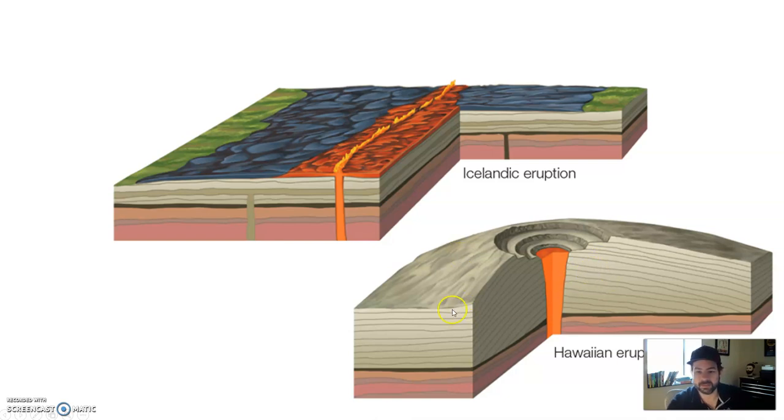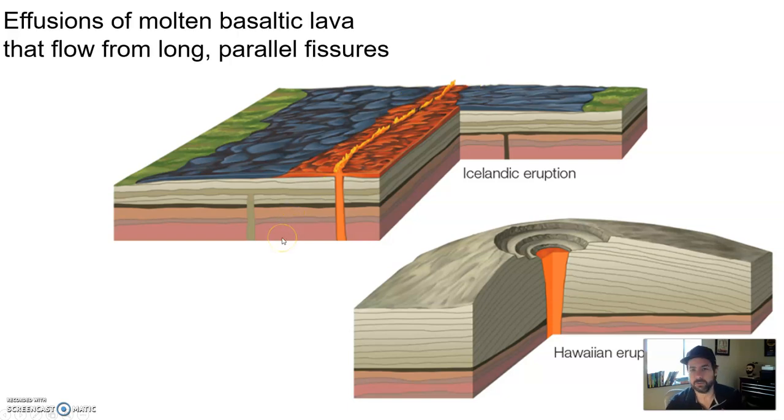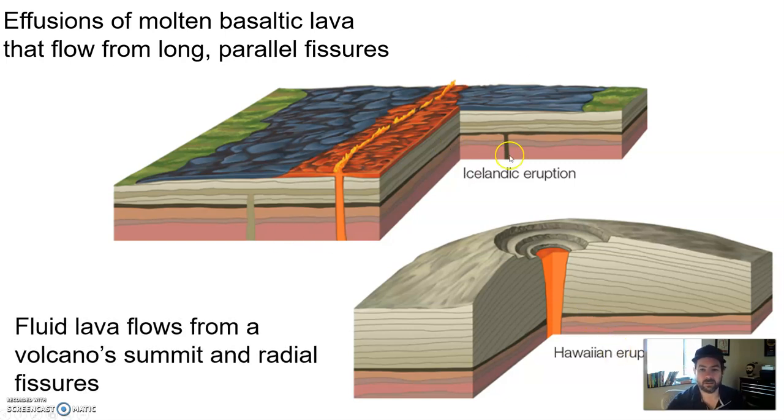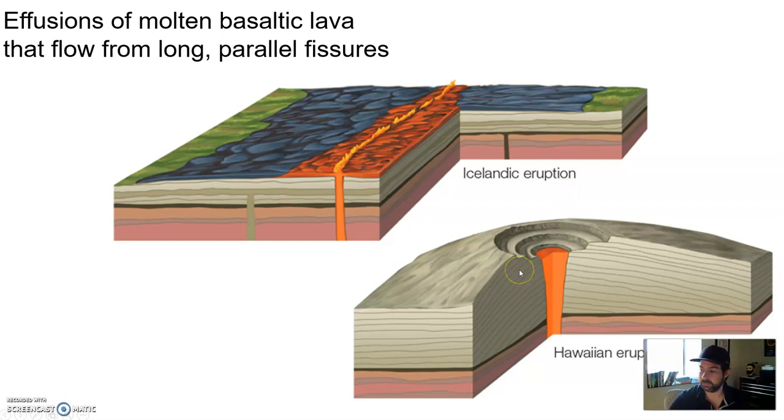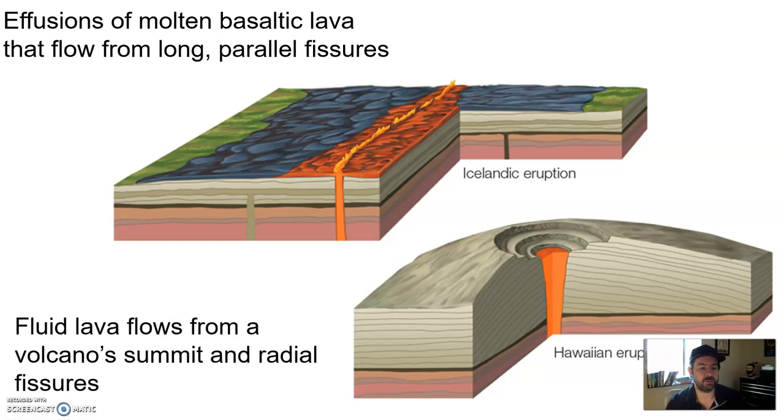So, yeah, this doesn't give you the sense of how wide these are compared to how tall. Again, with the rift volcanoes, these can be mile plus long. So effusions of molten basaltic lava that's low viscosity, low gas content, low explosive lava that flow from long parallel fissures is what Icelandic volcanoes are, or fissure volcanoes with an Icelandic eruption style. And then shield volcanoes emit fluid lava flows from a volcano's summit and radial fissures that might radiate out. And shield volcanoes erupt with a Hawaiian eruption style.